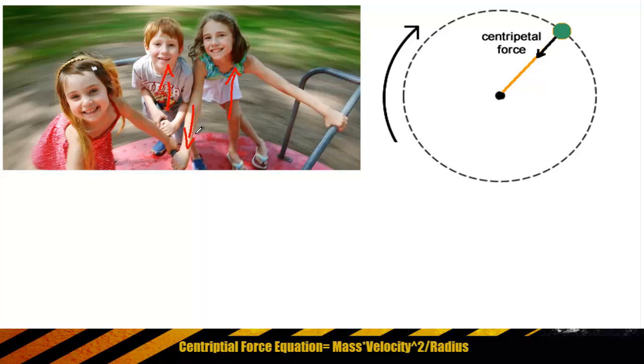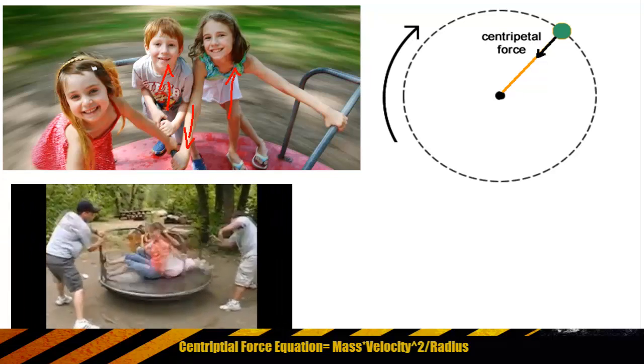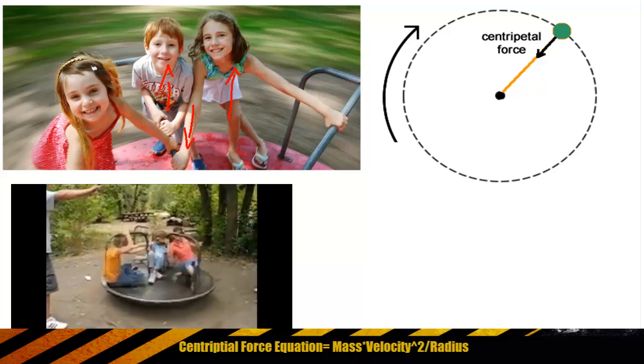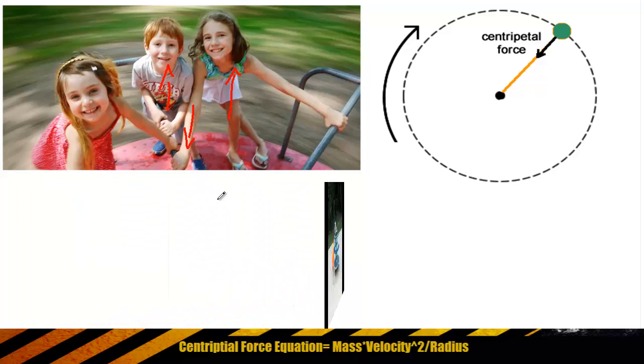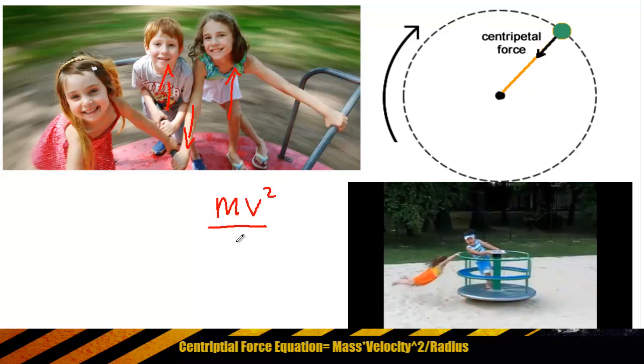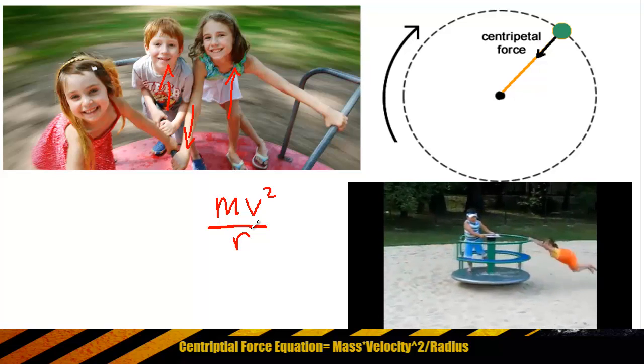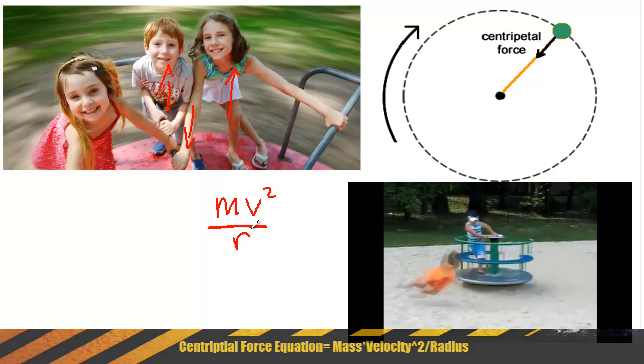That's centripetal force. You'll recall that the faster the merry-go-round spun, the harder it was to hang on and keep going in a circle. That's because the equation for centripetal force is your mass times the velocity you're spinning squared divided by the radius of the circle. In other words, the faster you spin, the more centripetal force is needed to keep you going in a circle.